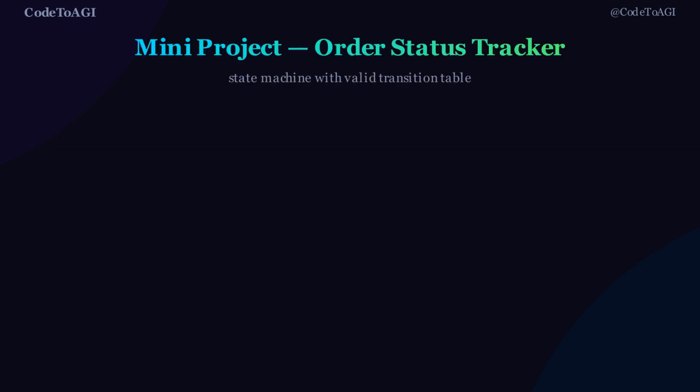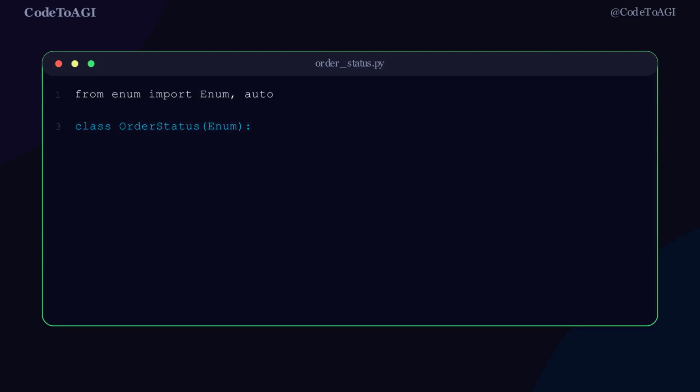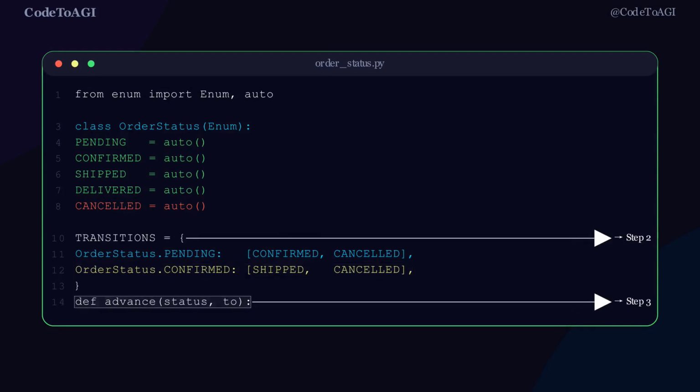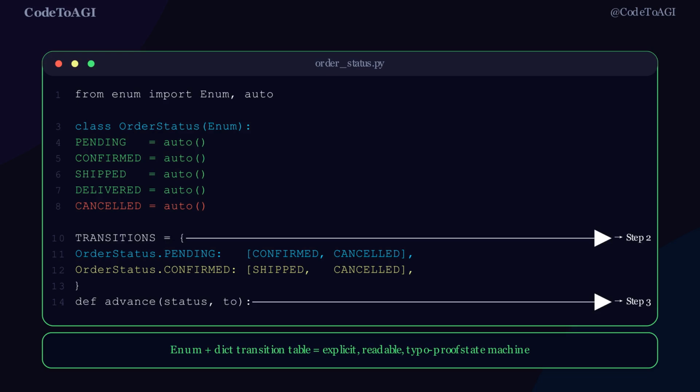Mini project: an order status tracker. 6 states: pending, confirmed, shipped, delivered, canceled, refunded. Step 1, define OrderStatus as an enum with auto. Step 2, a transition table as a dict. Step 3, a function to advance the order. Step 4, print each valid transition. Clean state machine. 0 magic strings.